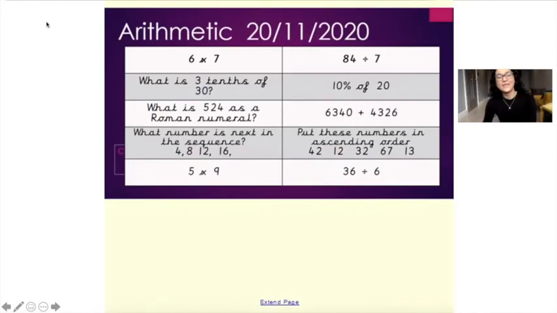Hello Williams class, for your maths lesson today, your arithmetic is up on the screen for you now. So go ahead and pause this video, and then when you unpause, we can get started with today's lesson.